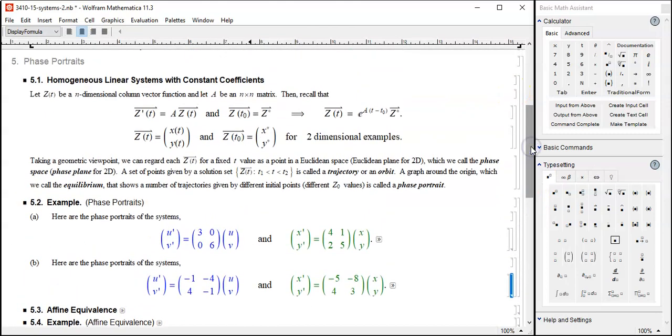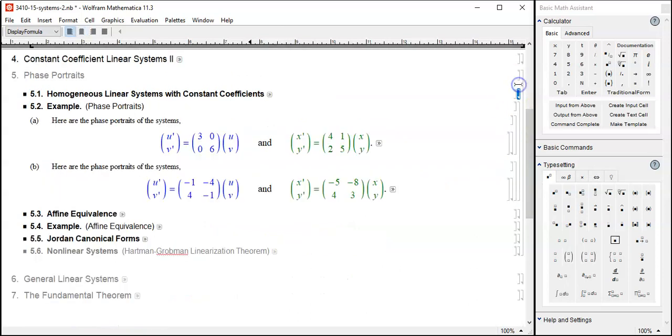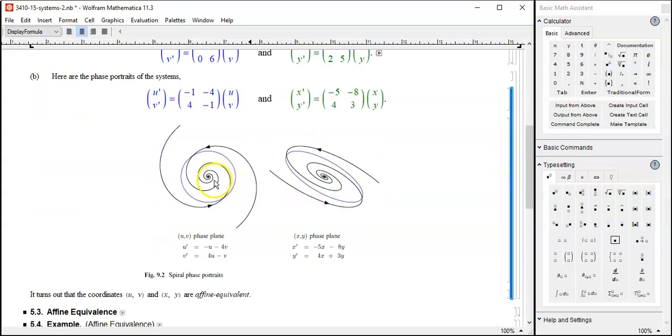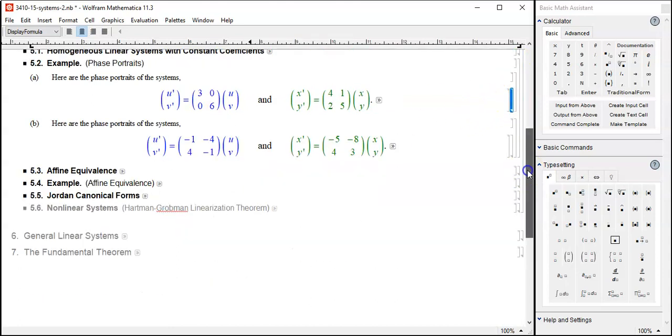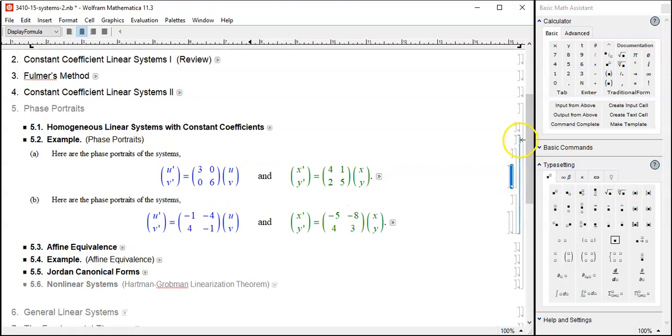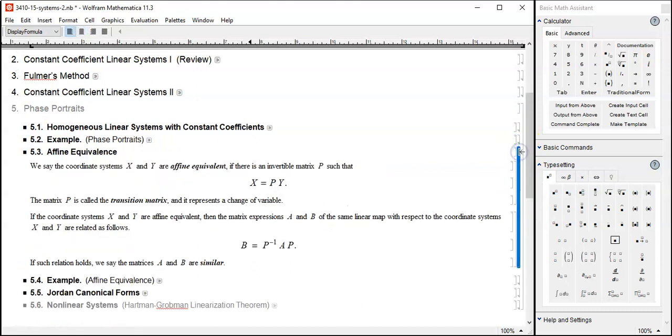Okay, we went through a lot of terms: phase space, phase plane for 2D, trajectory or orbit, equilibrium, phase portrait. We went through a lot of terms. And then, did I make a guess whether these two are related or even identical? Same for these. Let's answer that question. And that's called the affine equivalence.